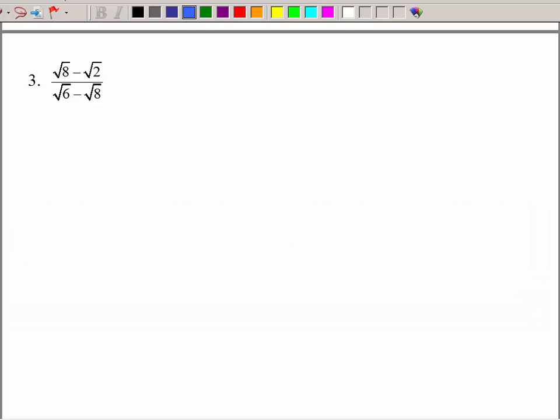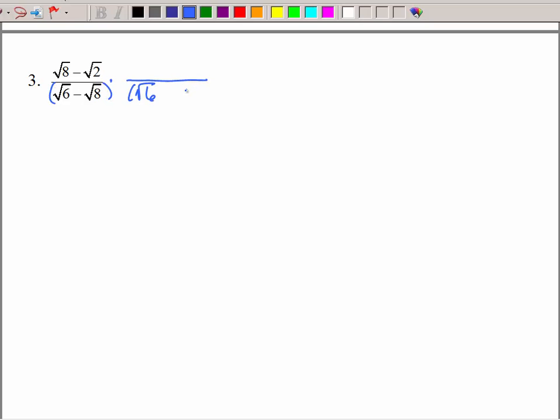My goodness, now we have 4 square roots. That's okay. We could do this a couple of different ways. We could simplify the square root of 8 first and then multiply by the conjugate, or we can multiply by the conjugate and then simplify. I think I'm going to go ahead and just multiply by the conjugate. So what is that conjugate?